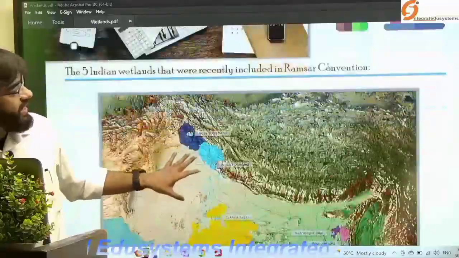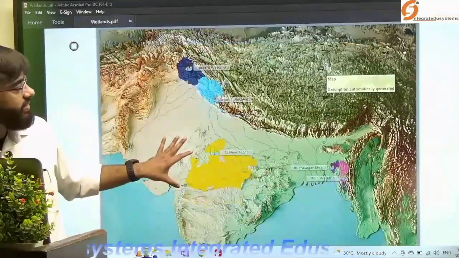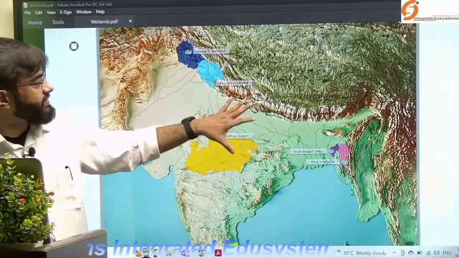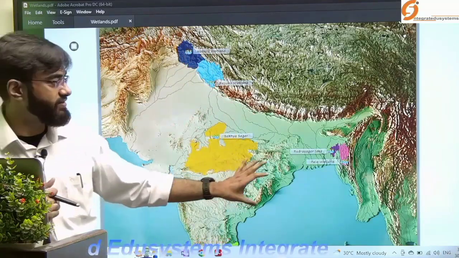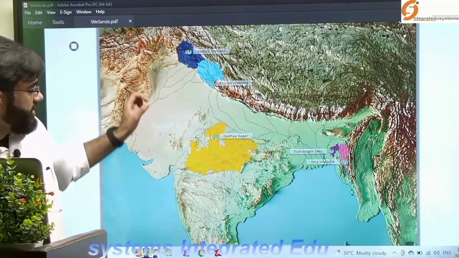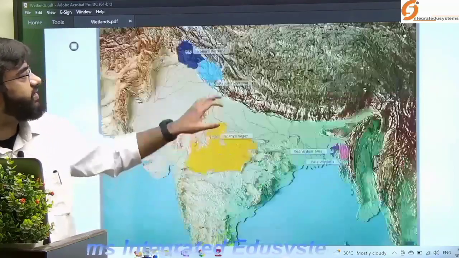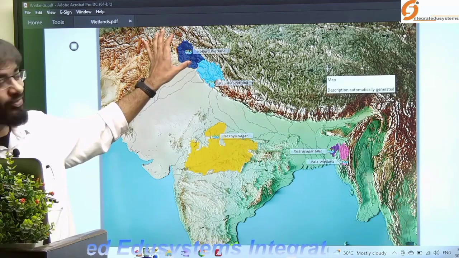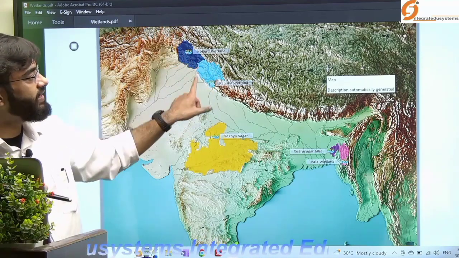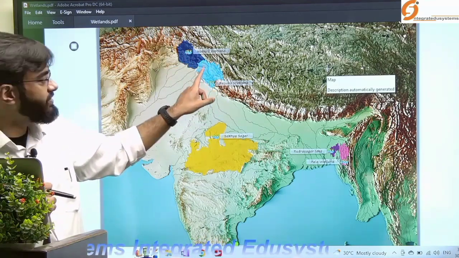So again, I had a map I had created. Here again, the states. I have not marked the boundary, just to make it more presentable. Here we have the Hokera wetland. This is of course Jammu and Kashmir, if you don't know the states. This is Renuka wetland. This is Himachal Pradesh.